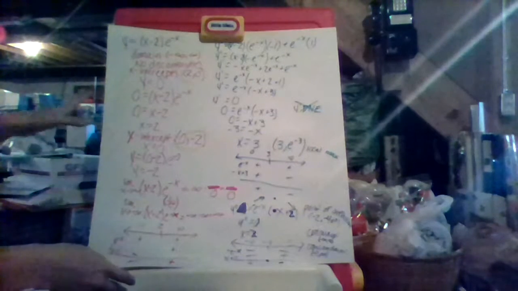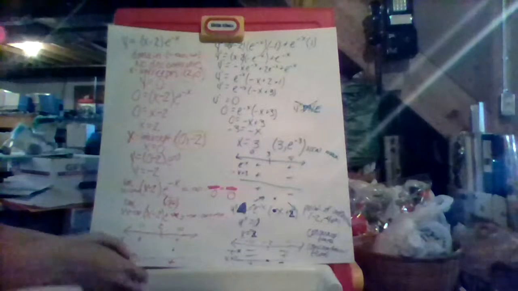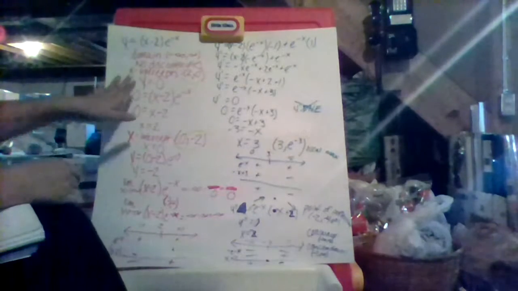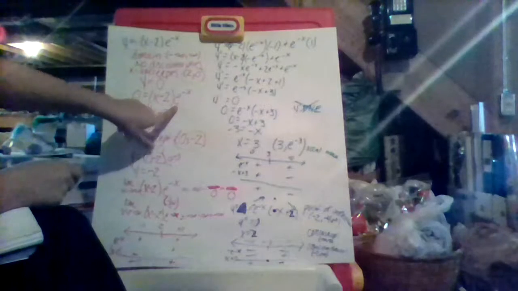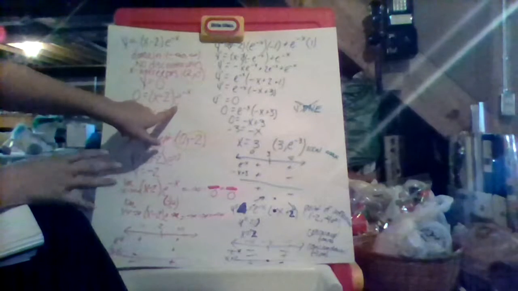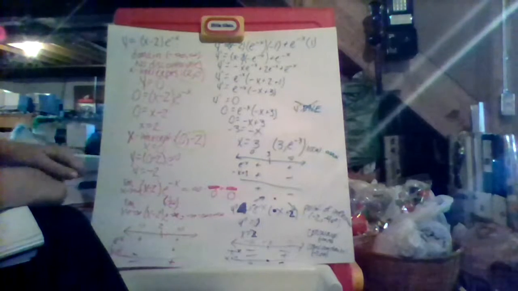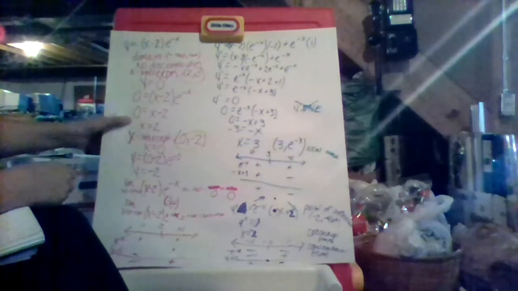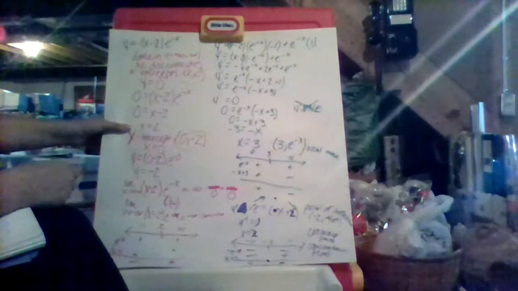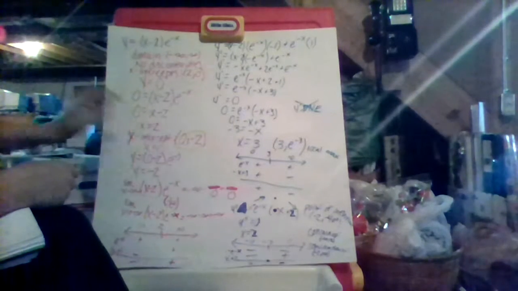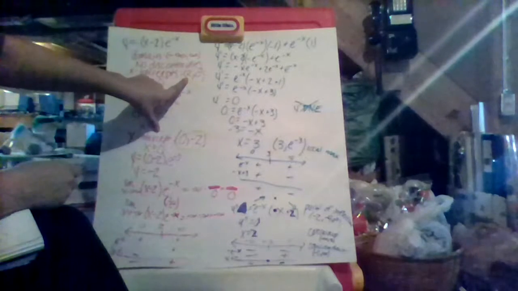Then we can find our x and y intercepts. The x-intercepts is where y is equal to 0, so we set our function equal to 0. And e to the negative x will never be 0. It's always positive, so we don't really have to worry about this term. We're just concerned with the x minus 2, which gives us our x-intercept at x equals 2. So that's our point for that.